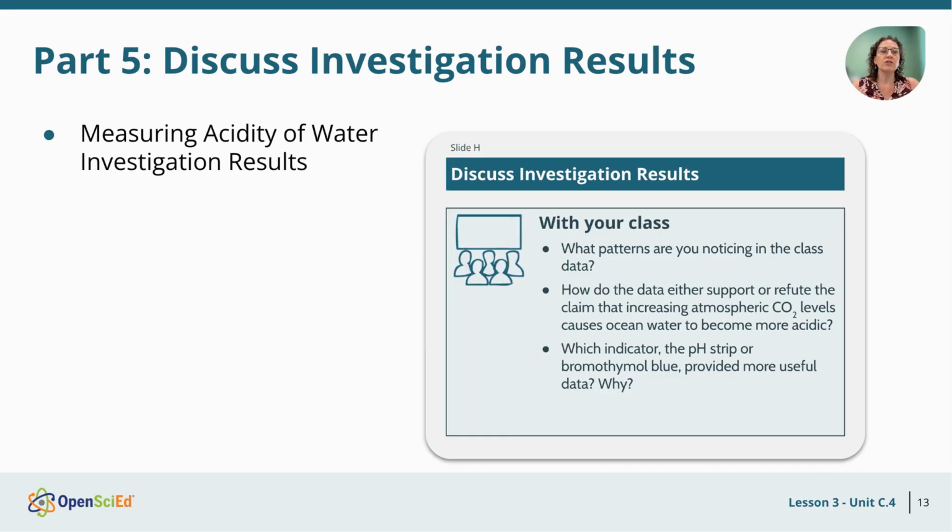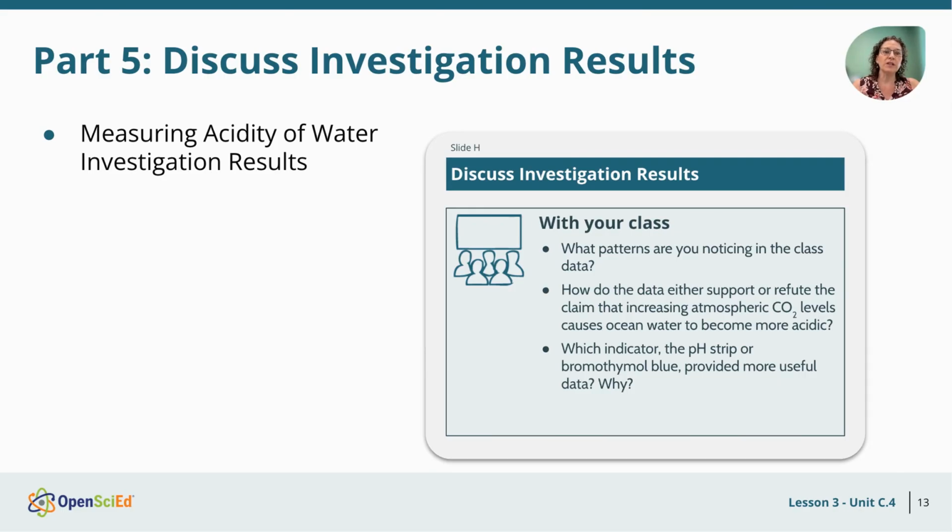The purpose of the discussion in Part 5 is to identify patterns in the group of investigation data that can be used to support a claim, as well as determine which tools for recording data and which substances the class should use for future investigations. You'll be listening for a few key ideas, such as carbonated water has a lower pH value than flat carbonated water. Distilled water has a pH of 7 or is neutral. We should use pH strip indicators in our future investigations. Distilled water should also be used as a control in our future investigations.